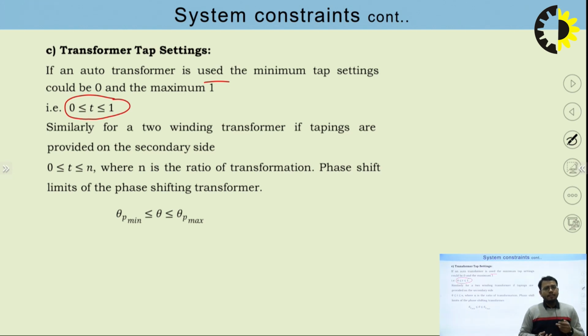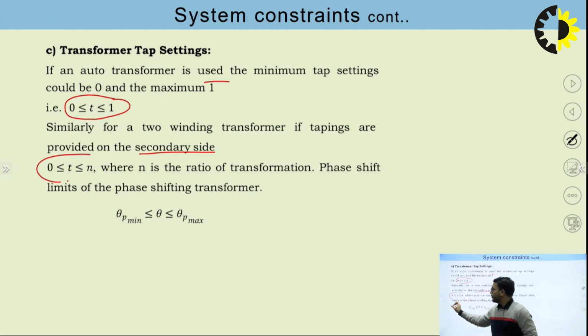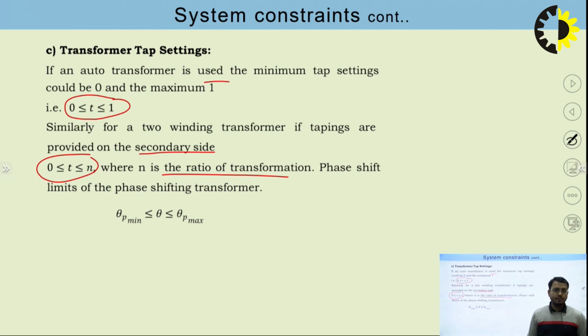Now similarly for the two winding transformer, the tappings are provided on the secondary side. Obviously the primary side is given supply, and from the secondary side supply is taken and connected to the load side. On the secondary side there are tappings, and whichever tapping is utilized is treated as the tap setting, and it comes under 0 to N. So what is N over here? N is the transformation ratio, that is V2 upon V1, I1 upon I2, basically N2 upon N1, the number of turns.